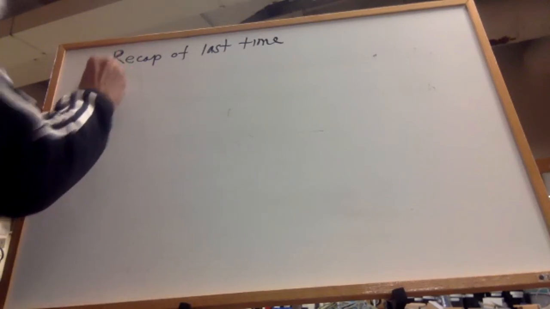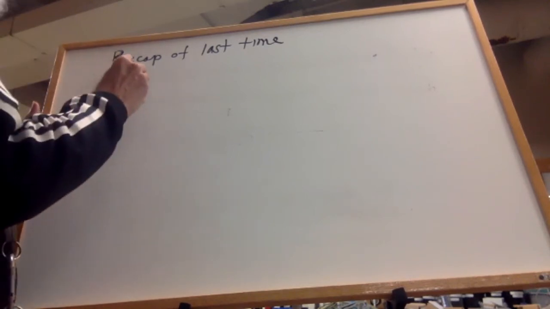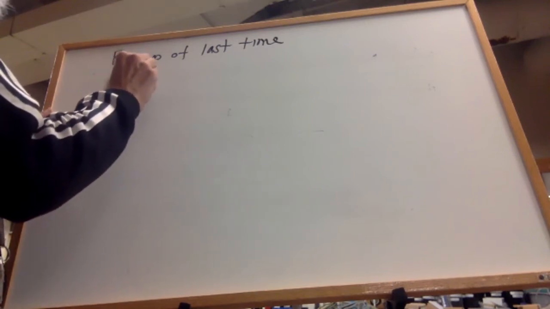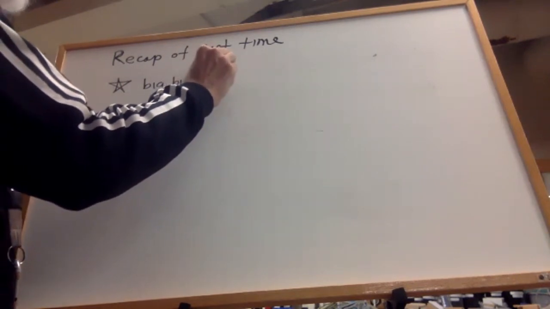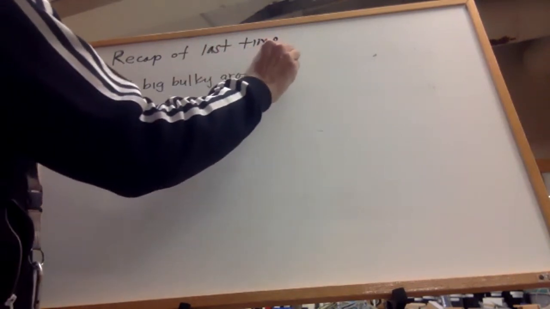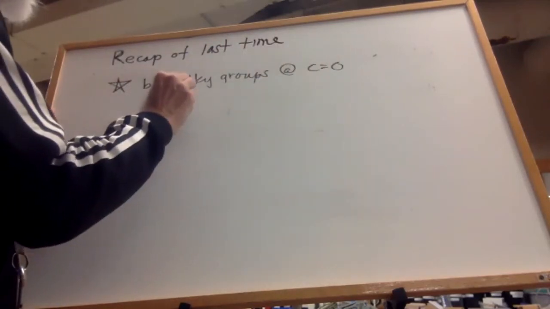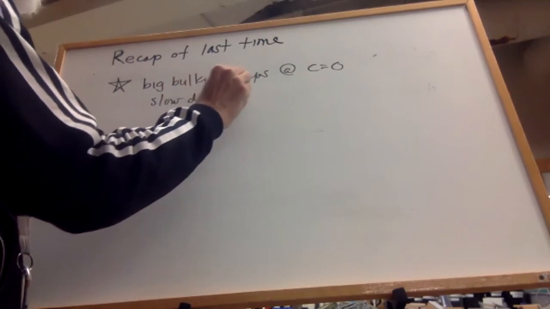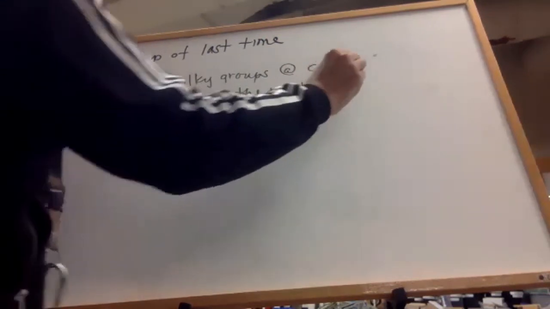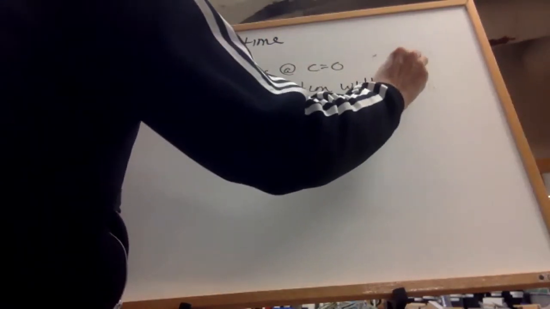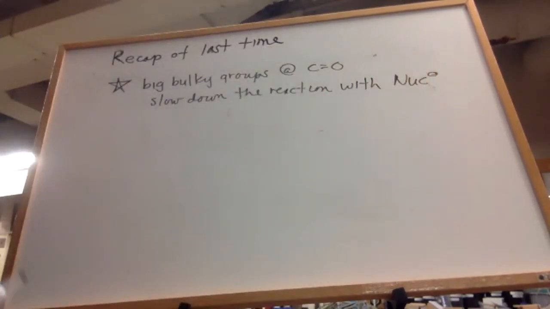So another thing that we mentioned at lecture last time is that big bulky groups at the carbonyl slow down the reaction with the nucleophile, which I'm just going to abbreviate as nuke.